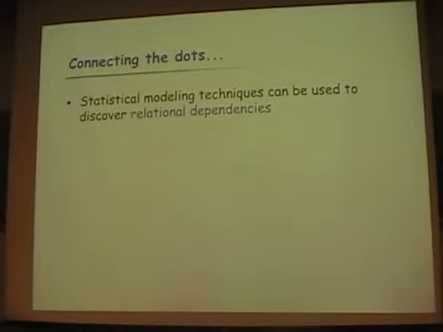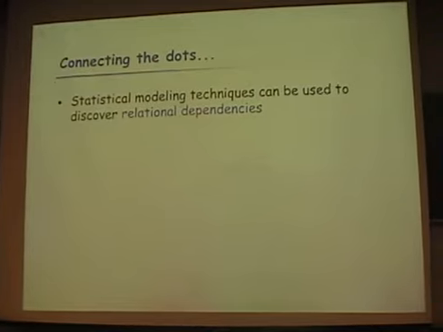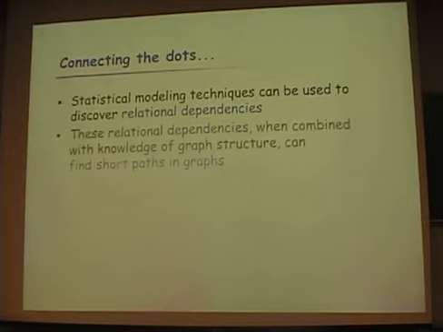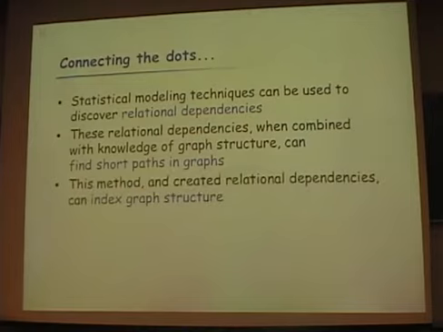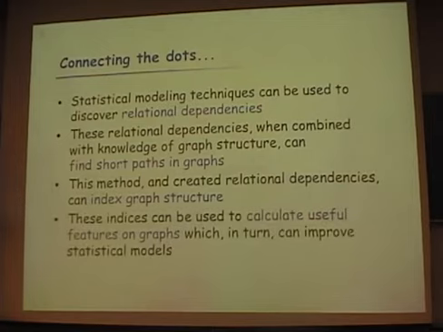So, last slide, connecting the dots. Statistical modeling techniques that we came up with to discover relational dependencies. Then we want to use this idea of relational dependencies, particularly autocorrelation, to find short paths in graphs. And then create these autocorrelation relationships so that we can index graph structure. And then we can use those indices to create new measures on graphs that can be used in statistical modeling.